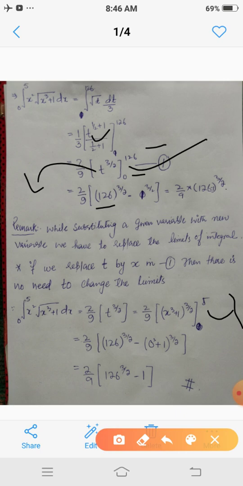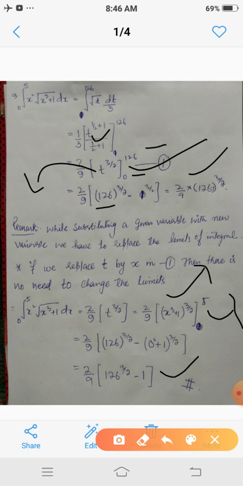So when we use 0 and 5 as the limits, because 2 by 9 into x cube plus 1 raised to power 3 by 2 is actually the antiderivative of x square root of x cube plus 1. Here you are using variable x, so you have to use the limits of integration which are used for variable x. This means that substituting these values, we get 2 by 9 into 126 raised to power 3 by 2 minus 0 cube plus 1 raised to power 3 by 2, because x cube is 5 cube, that is 125, plus 1, that is 126. This means 2 by 9 into 126 raised to power 3 by 2 minus 1. In both cases we get the same result.